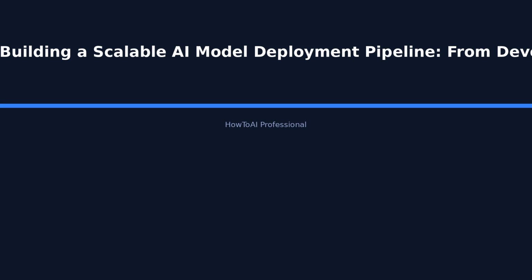Part 6, Scalability Considerations. Scalability is at the heart of building an effective AI model deployment pipeline. As your user base grows or as your data volume increases, your infrastructure should be able to handle the load without significant performance bottlenecks. One way to ensure scalability is through load balancing. By distributing incoming requests across multiple instances of your model, you can enhance response times and reliability. Cloud providers offer various load balancing solutions that can automatically scale resources based on demand.